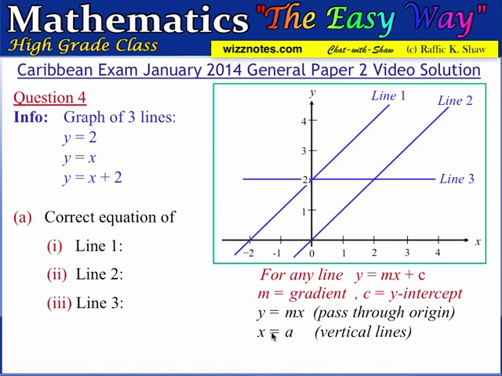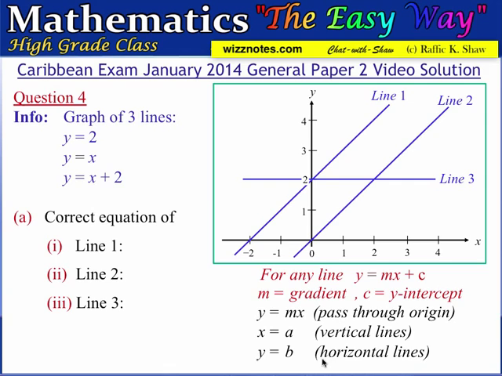Lines of the form x equals a constant a, for example x equals 2, are vertical lines. The y-axis, for example, is the line x equals 0, and lines of the form y equals b, y equals a constant, are horizontal lines. And so, for example, the x-axis is the line y equals 0, and this line, line 3, is a horizontal line passing through 2, and so this line would be y equals 2.